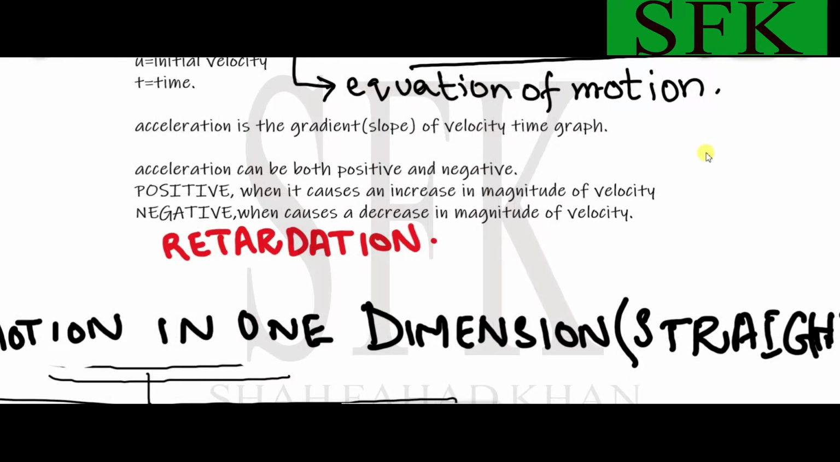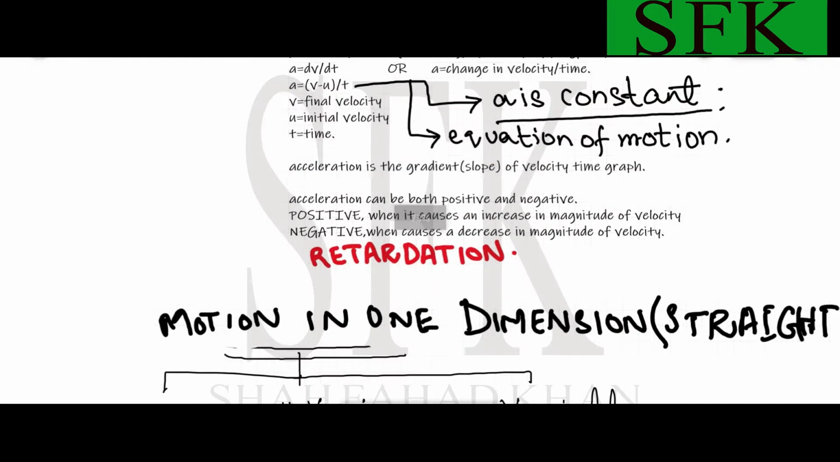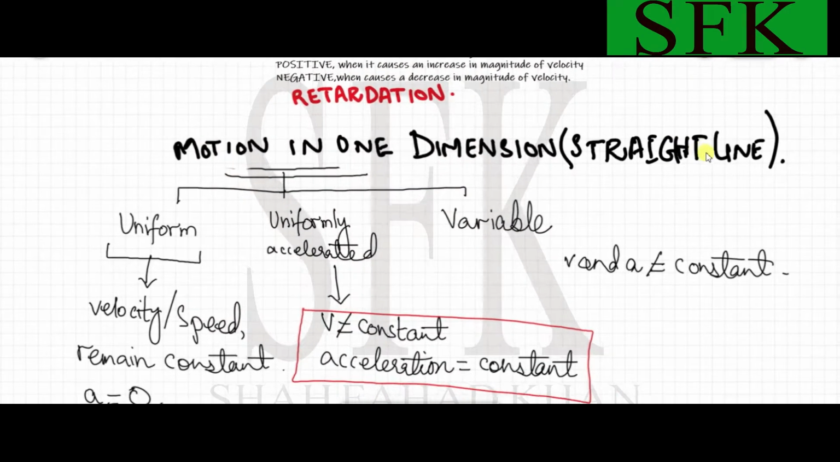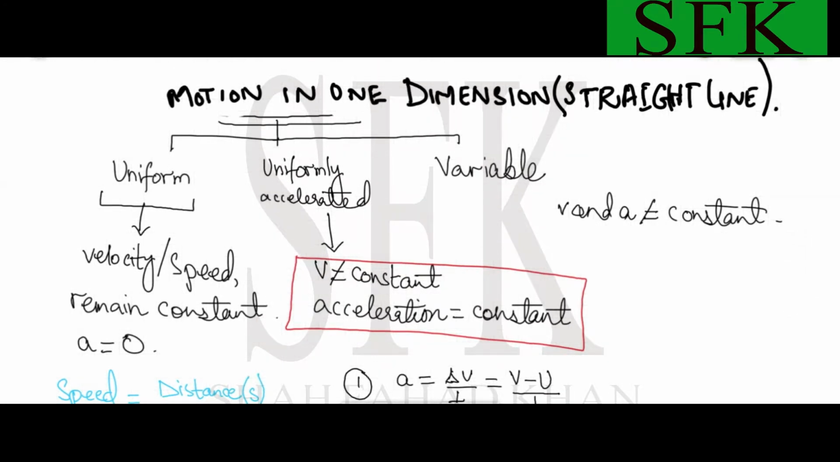Now let's move forward towards a more important topic. A lot of questions from this topic have been asked in the previous exams, so listen carefully now. Motion in one dimension, meaning motion in a straight line. There are three types of motions in one dimension. The first type is the uniform motion. Second type is the uniformly accelerated motion, and the third type is the variable motion.